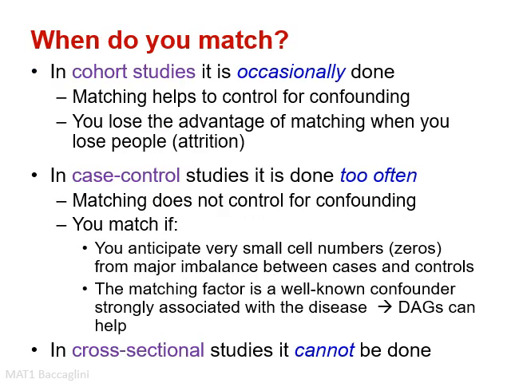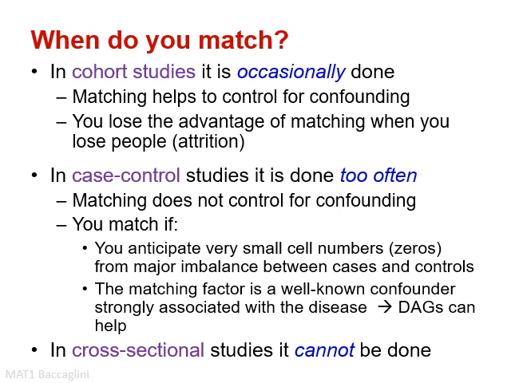So when do you match? In cohort studies, you might see that occasionally done. And this really does help in controlling for confounding. However, if you match in a cohort study and then you have a lot of attrition, where you lose participants as you're conducting your study, then the advantage of matching will disappear.